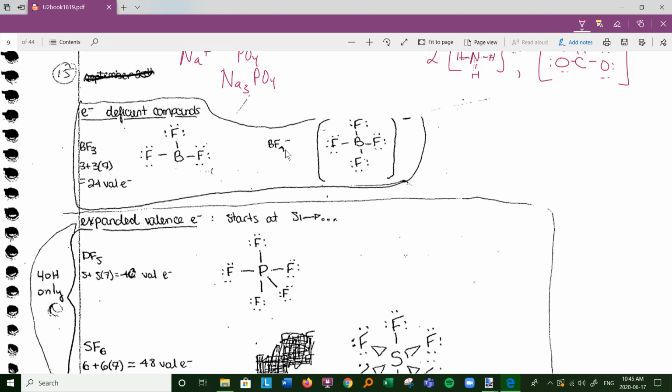BF4-, the boron tetrafluoride anion, that one isn't an exception. It's happy. The boron's got 8 around it. But we do have to think a bit about the boron being an exception, and we'll get into that in a while.